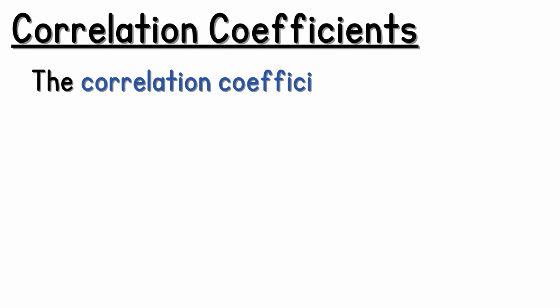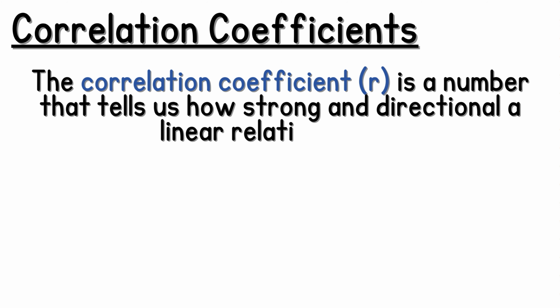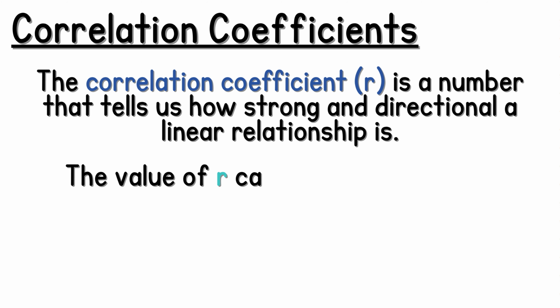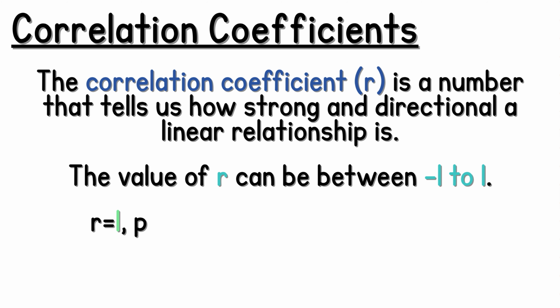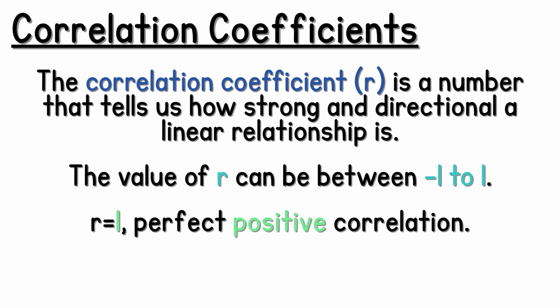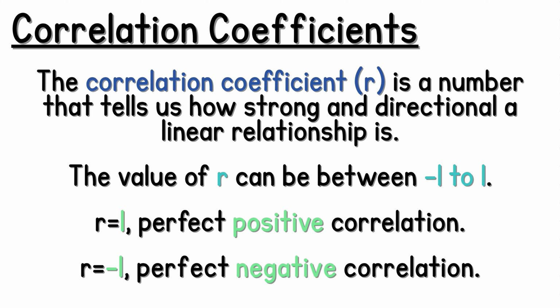The correlation coefficient, which is represented by the letter R, is a number that tells us how strong and directional a linear relationship is. The value of R can be between -1 and +1. If R is equal to +1, then it represents a perfect positive correlation. And if R is -1, then it's a perfect negative correlation. And if R is 0, then there is no correlation at all.